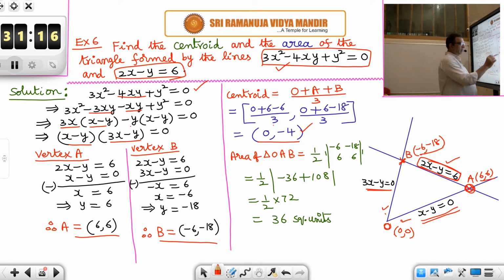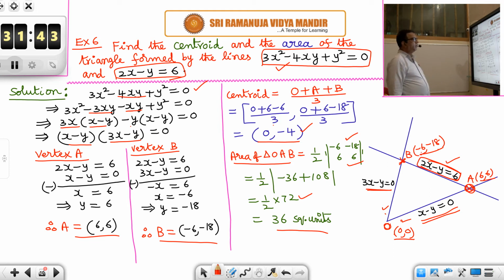And area of the triangle. Area of the triangle is half into, origin is one vertex, is it not? Therefore half into the determinant of x1 y1, x2 y2, the remaining two vertices: minus 6, minus 18 in the first row, 6, 6 in the second row. So minus 36 plus 108. So half into 72, so 36 units.